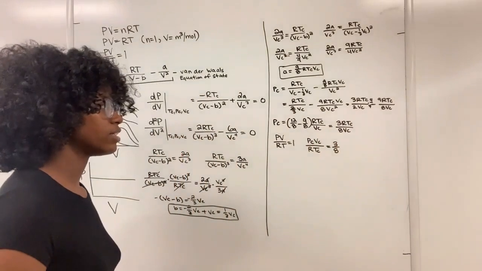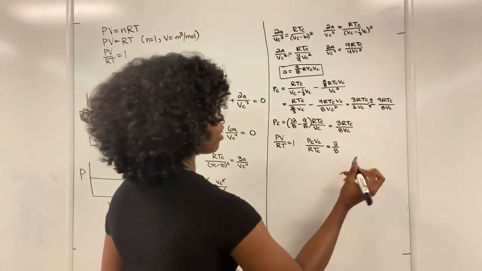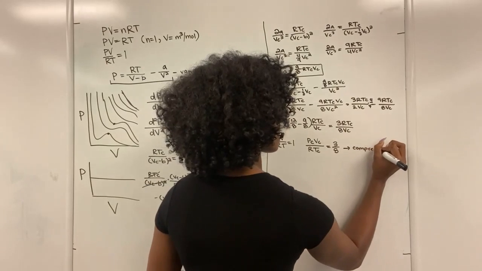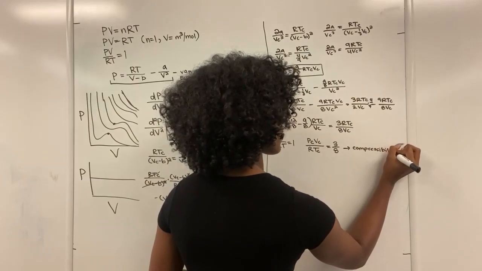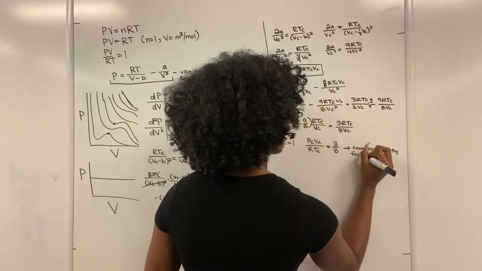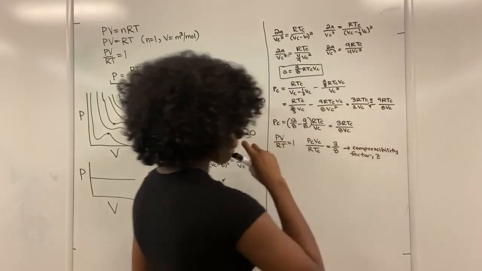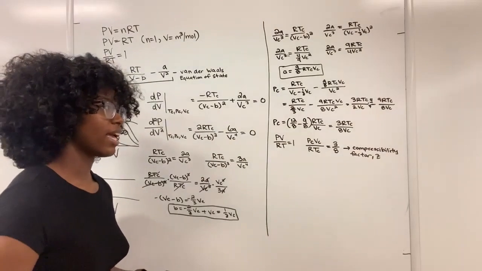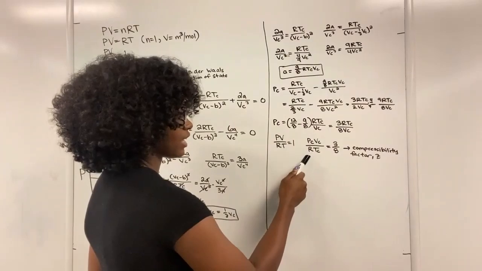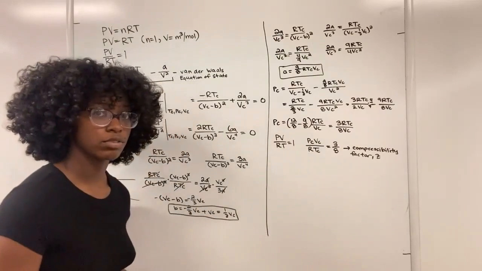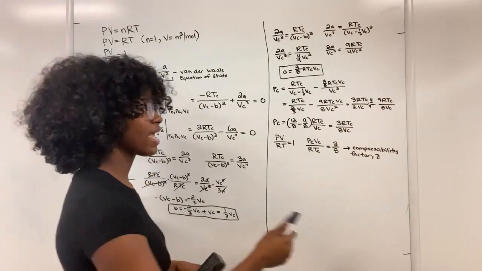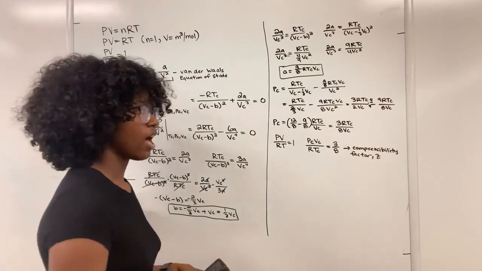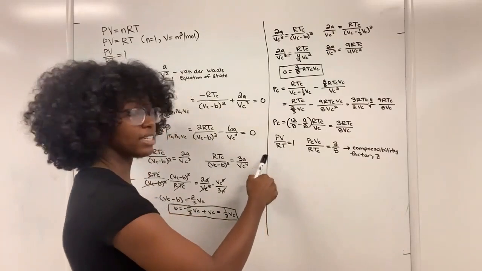And what's really cool about this is that this is known as the compressibility factor, known as Z. And what the compressibility factor explains to us is that when a gas is at its critical values under non-ideal conditions, it behaves 3/8, or like 37-38% of how it behaves under ideal conditions.